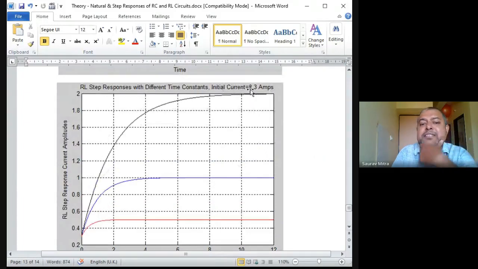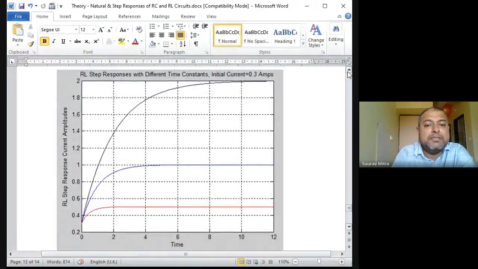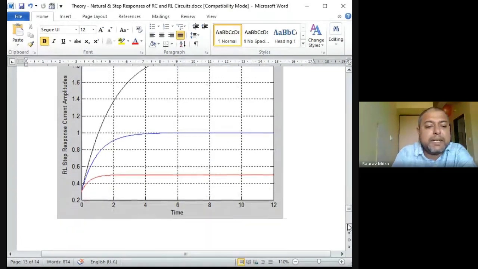Okay, initial current I0 is equal to 0.3. In that case, you will find that the inductive current will start building from 0.3 and it will go up to the maximum value, whatever the maximum value is, 2. Okay, so that was the initial part.